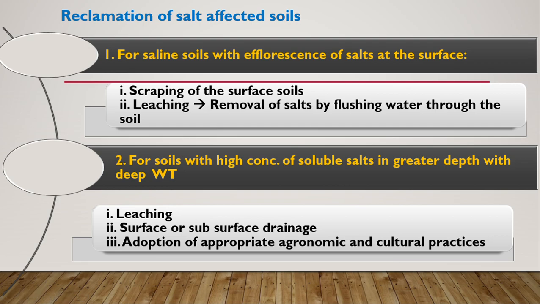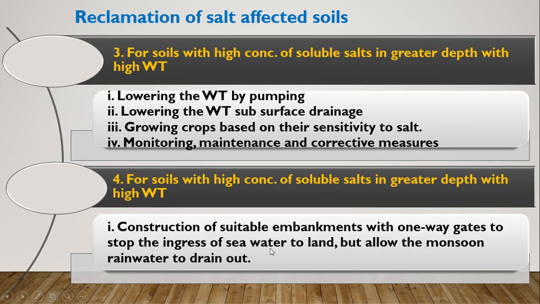Some chemicals can be added for removing the salt. Excess water can be added. Some irrigation methods can be chosen for removing the salt. So all these methods can be used for removing the salt content. The third case is soils with high concentration of soluble salt and a higher water table.